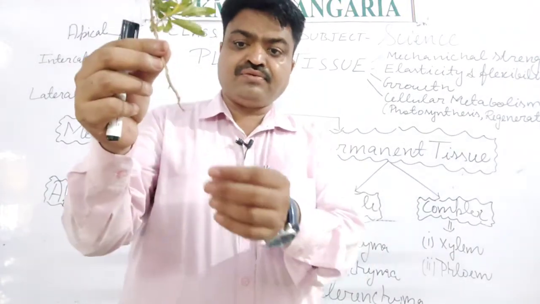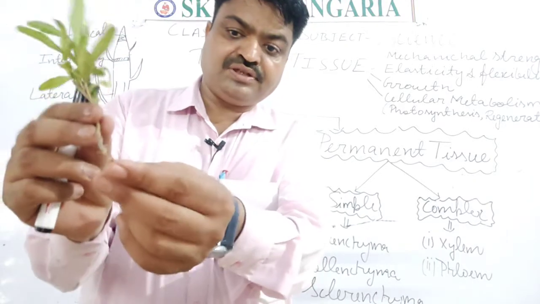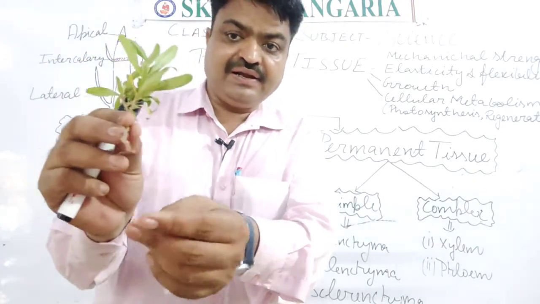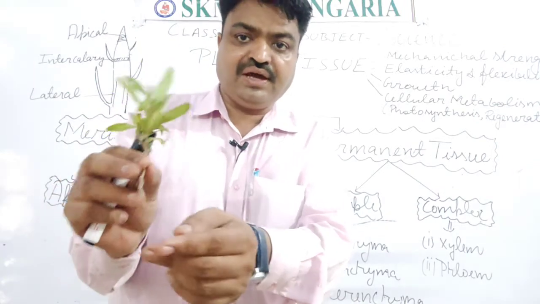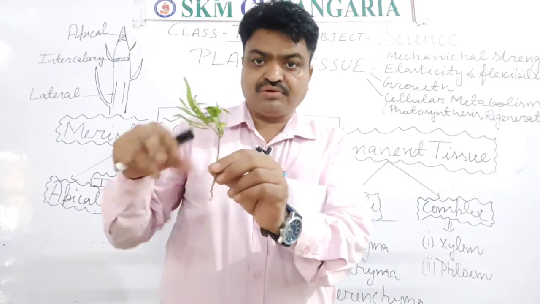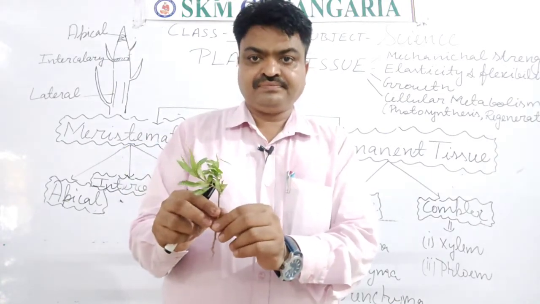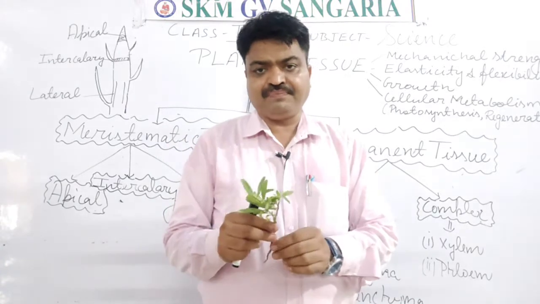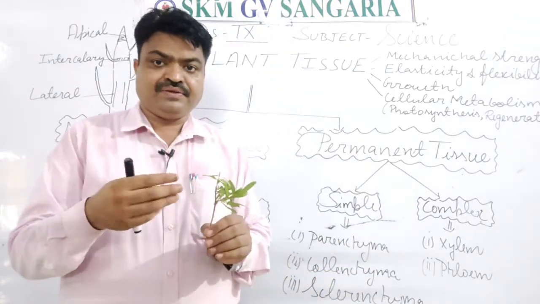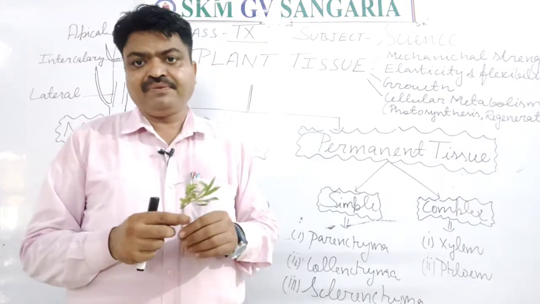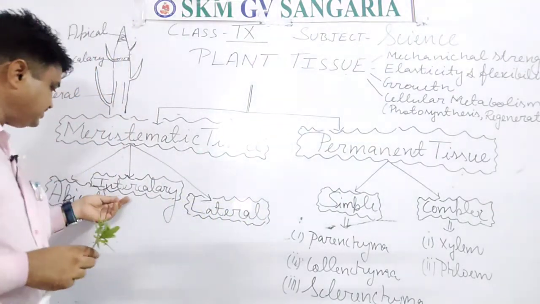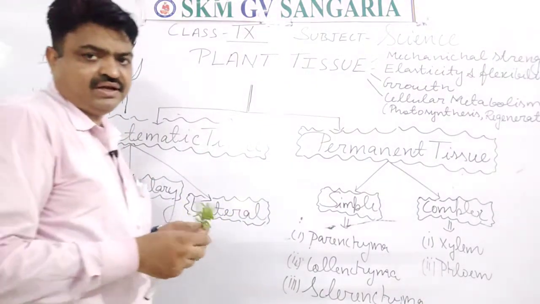Like this, at the root you can also observe this tip, student, this tip of the root, and this tip of the root also has the apical meristematic tissue from which the roots grow towards the ground. So this plant tissue helps the plant in the growth of the apical parts of the plant. Now we come to the next. Next is intercalary, student, intercalary.